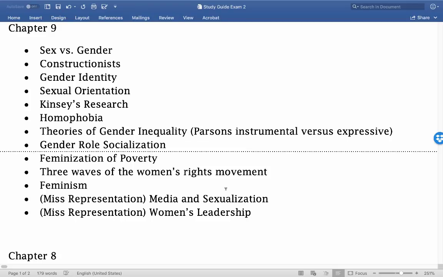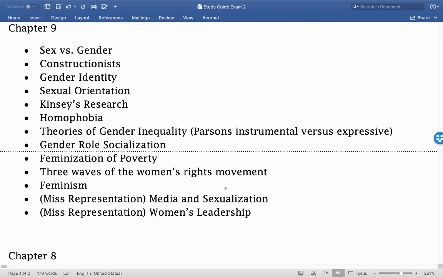Kinsey's research, just how basically he did one of the most comprehensive sex studies in the 1950s, and he was suggesting that human sexuality was more diverse than people commonly assumed. So he actually created a scale of sexuality, right, where he measured people's responses on a scale of 6 to see where they fell in their expression of sexuality. So he basically looked at it more as a continuum, right? And he found that a lot of people had either same-sex contact or desires via that scale.